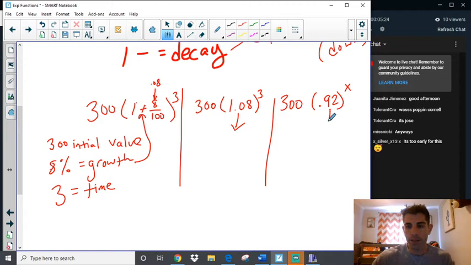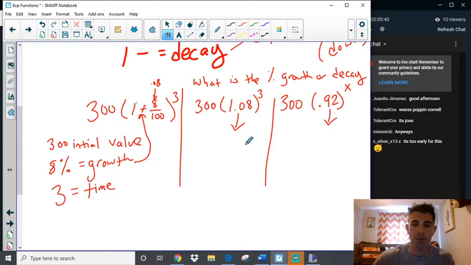All I care about is going to be what's inside. If I want to know, and here is a question, what is the percent growth or decay? So I'm not telling you if it's a growth, I'm not telling you if it's a decay, I'm not telling you the percent, I'm giving you the formula and asking you to find it for me. So every single time you're always going to do the same exact thing.